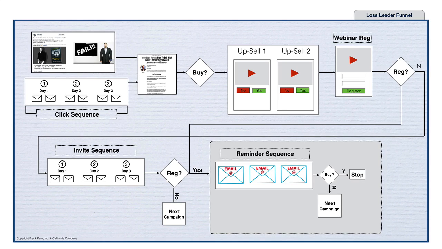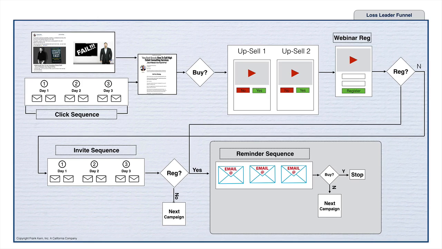Actually, it consists of one sales letter, two one-click upsells, a webinar registration page, and then, of course, the webinar itself. And then we can get fancy if we want to and have a big webinar invite sequence for the people who don't immediately register after the upsells. Incidentally, that is most people.